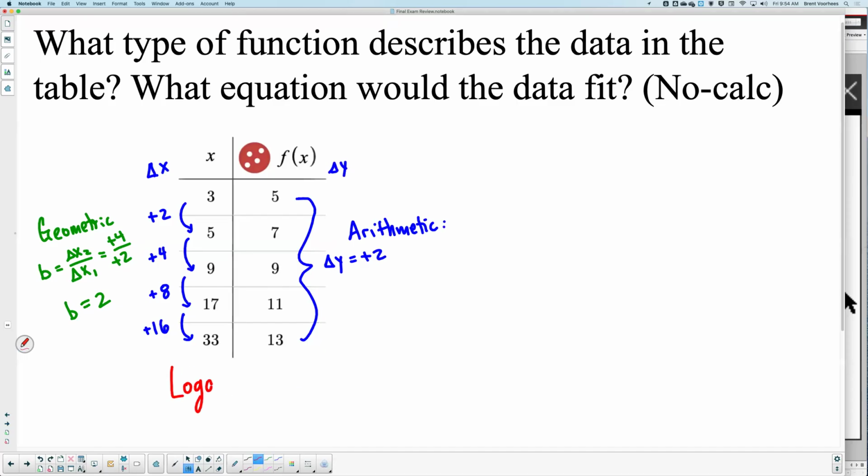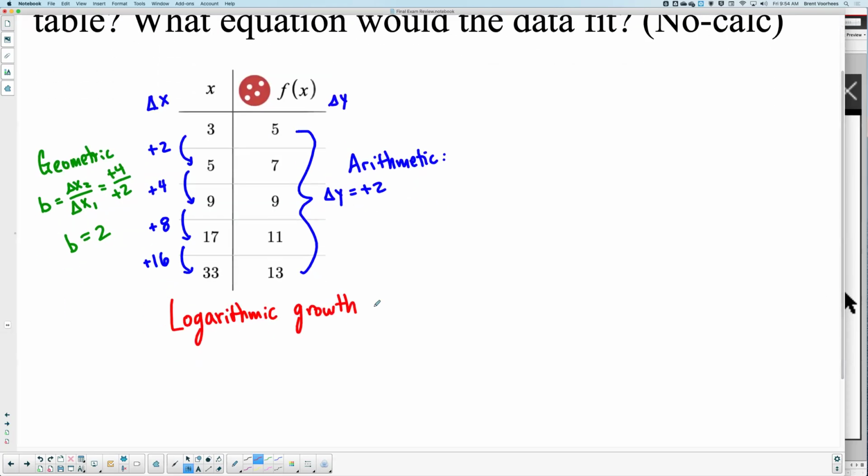Look at the values. Are they increasing or are they decreasing? They are increasing. If it's logarithmic growth, what's true about its concavity? Exponentials are normal, logs are backwards. Backwards. If it's logarithmic growth, that means it is concave down. Not only is it concave down, if it's concave down, what has to be true about its rate of change?